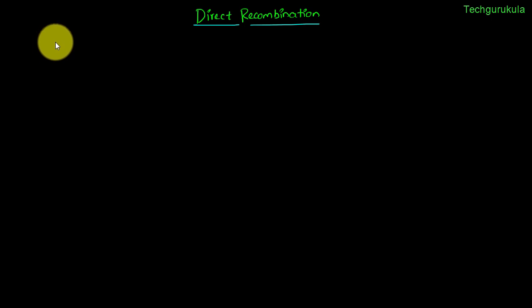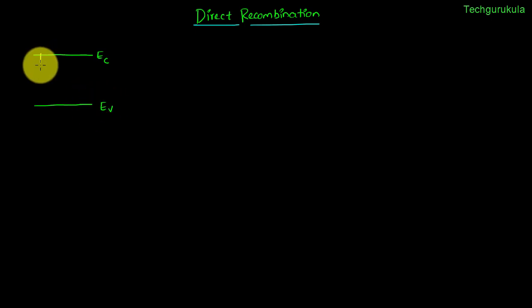In this video, we'll talk about direct recombination in semiconductors. To start with, let me take a semiconductor material which is in thermal equilibrium, and its energy band diagram is, let's say, like this, where this is EC and this is EV.